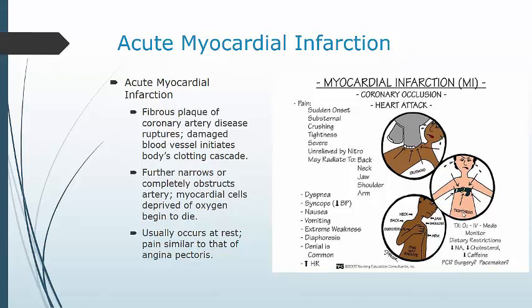AMIs a lot of times are not actually triggered by stress or activity, but instead they occur at rest. And the pain is very similar to your angina pectoris. It may radiate to the shoulders, the neck, the jaw. If they have a history of angina, AMI pain is typically more intense than the usual pain and is not relieved by rest or nitroglycerin.